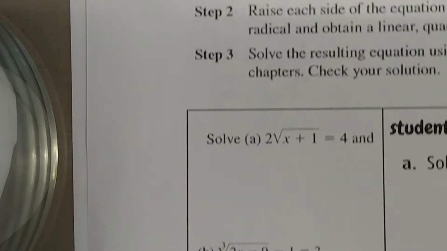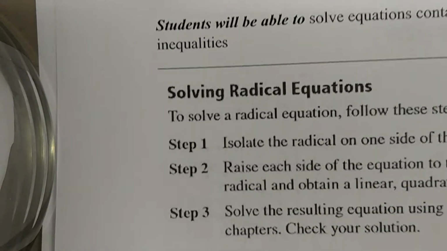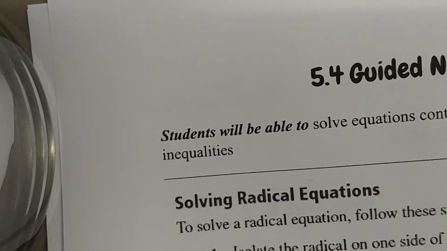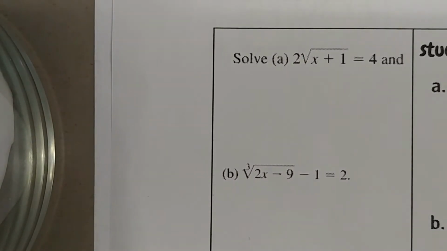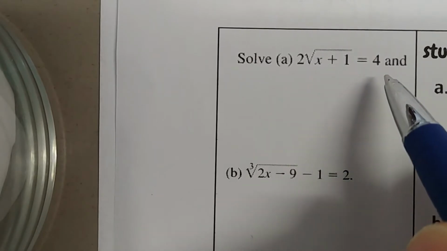Okay, so this is example number 1 on our 5-4 guided notes. This is my example. I'm going to do this one, but you don't need to write it down. Just watch this one. Afterwards I'll do student example number 1, and you guys can write that down. So what we're doing here is solving a radical equation.